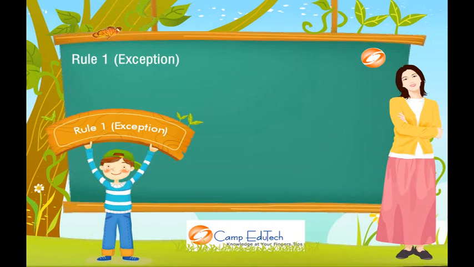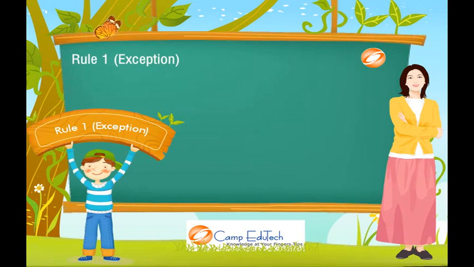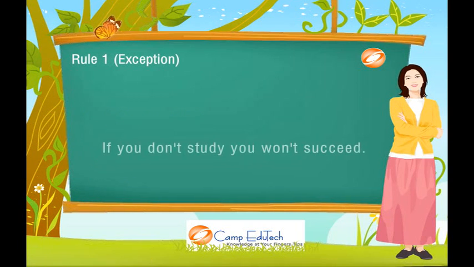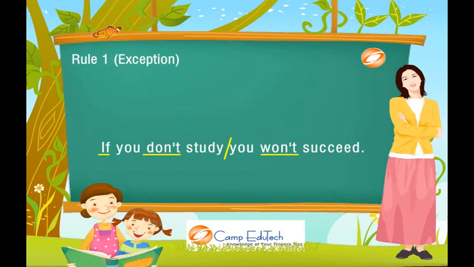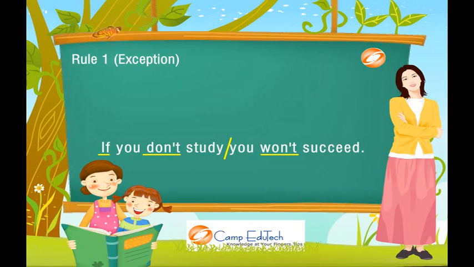What do we do when there is a sentence with if and it is supported by negative words both on the action and the result side? Here is a sentence to understand this exception. If you don't study, you won't succeed. There is a don't on the action side and a won't on the result. Now look at it with this formula.